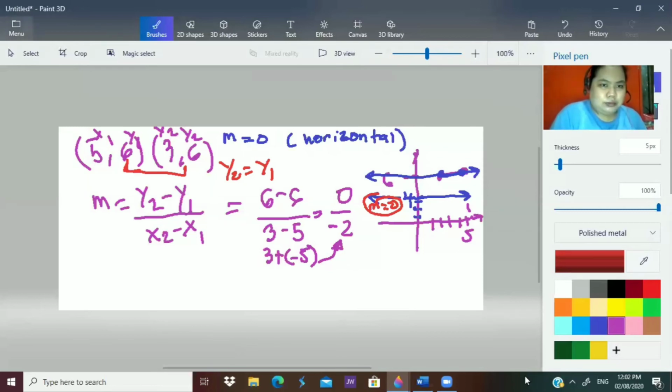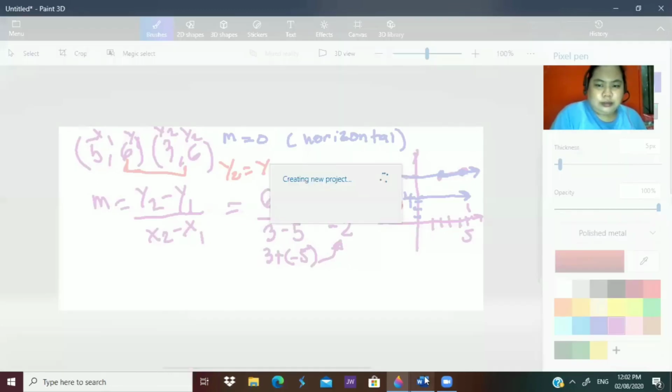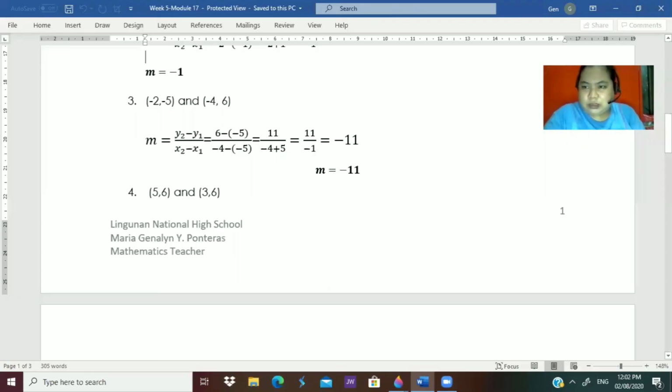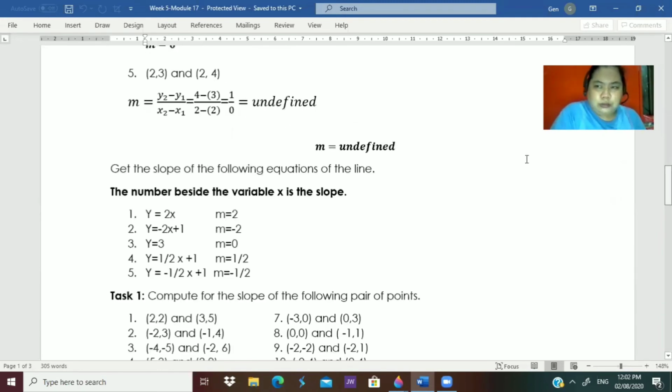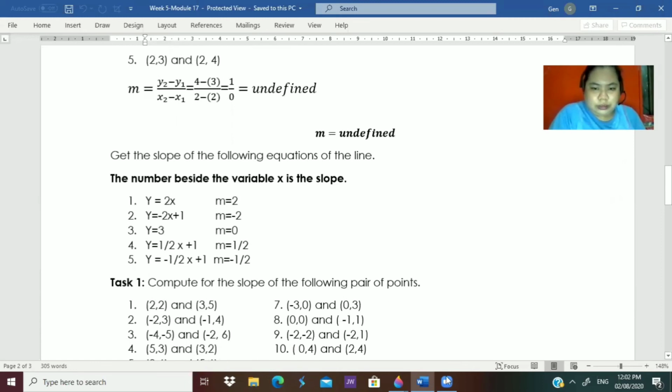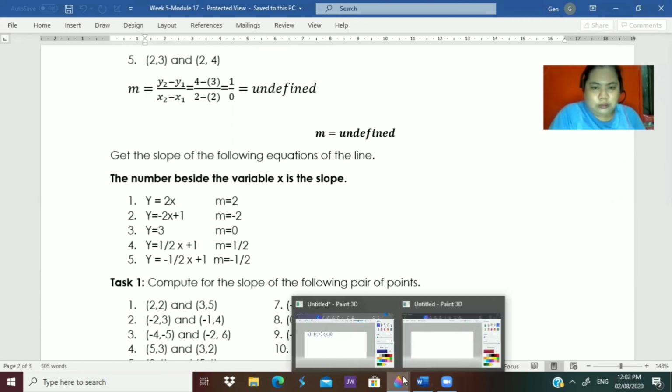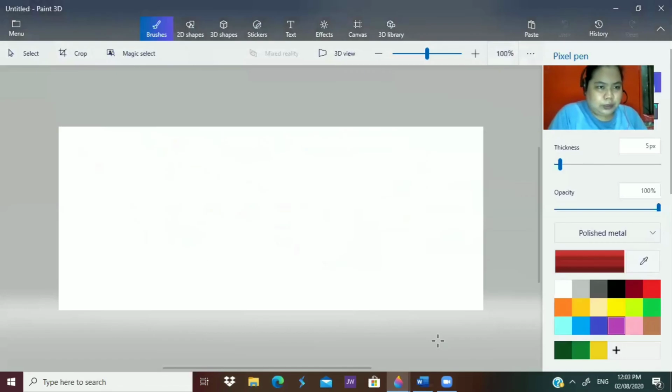Next, ano yung isang given natin? Yung undefined. Puntahan nga natin ang undefined. Tapos na tayo sa 0. Ngayon naman ay ang undefined. Pag undefined naman, you have now, 2, 3, and 2, 4. Let's try 2, 3, and 2, 4. Okay, so y sub 2, y sub 1.